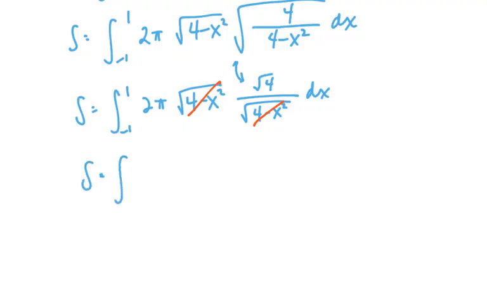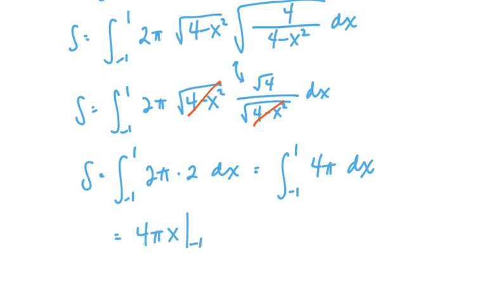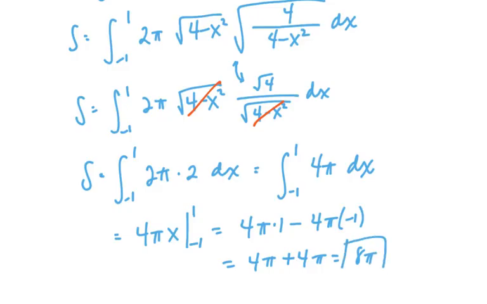So now we have S equals the integral from negative 1 to 1 of 2 pi times, and the square root of 4 is 2, with respect to x. So we have the integral from negative 1 to 1 of 4 pi with respect to x. Now when we integrate 4 pi, there is no x there. It's a constant, so we end up with 4 pi x from negative 1 to 1. So this means I have 4 pi times 1 minus 4 pi times negative 1, which gives me 4 pi plus 4 pi, which is 8 pi for our arc length, for our surface area of the solid.